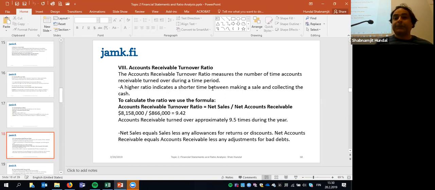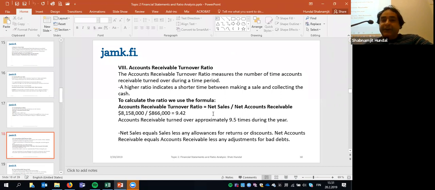A higher ratio means that your customers don't make you wait for a very long time. If this ratio is 9.42, it means that during a year, there are 9.5 occasions when people pay you. So even though they buy things from you, they pay you. If this ratio is small, it means that customers really test your patience.